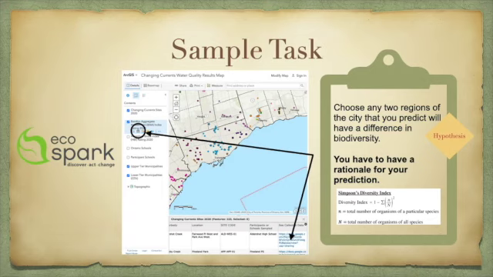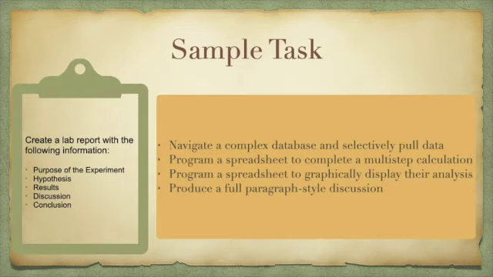They then accessed the data for 3 locations in each of their 2 regions and calculated the average Simpson's biodiversity index for each region in order to evaluate their hypothesis. Based on their analysis, they were required to create a lab report.